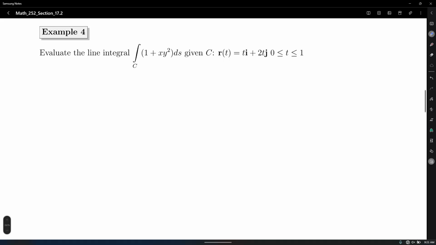Because this is a ds, I need to replace it with a dt. What do we need to do? ds will now be the magnitude of the derivative of the vector valued function. So r prime of t, what's the derivative of this vector valued function? The derivative of t is 1. The derivative of 2t is 2. So I'm going to take the magnitude of this vector, that is the square root of 1 squared plus 2 squared, which equals the square root of 5.